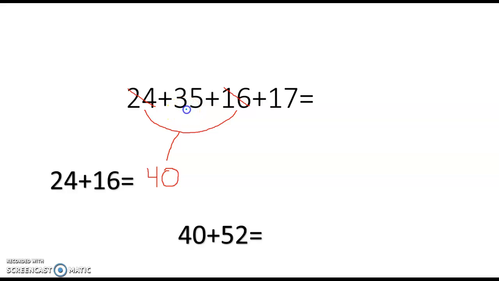Now let's add 35 and 17. I know that I have 3 tens and 5 ones, and I'm adding 1 ten and 7 ones. So let's look at our ones first and see if we need to regroup.